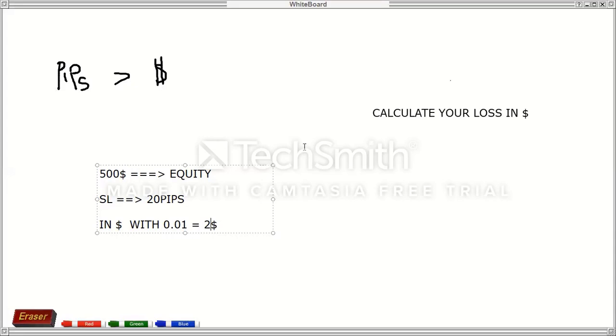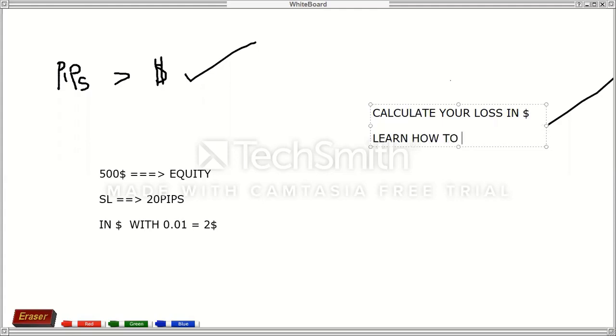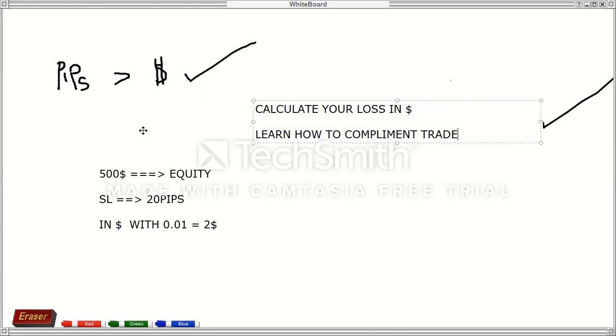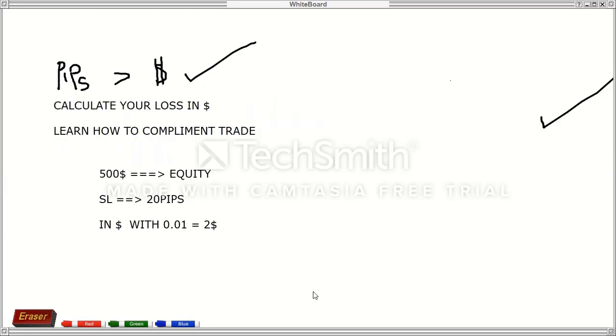So the first thing on your mind should be: target pips, not dollars. Calculate your loss in dollars. Next thing is going to be learn how to complement a trade. So how do you learn how to complement a trade? Well, this has to do with our lot size. So I want you to take anything that's distracting you off your head now, and please pay attention to what I'm about to show you. How do you complement a trade?